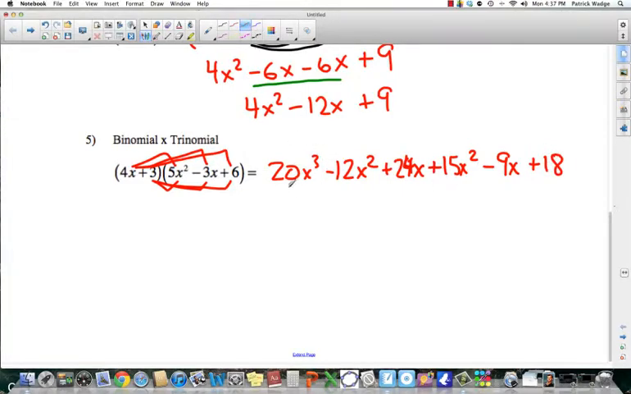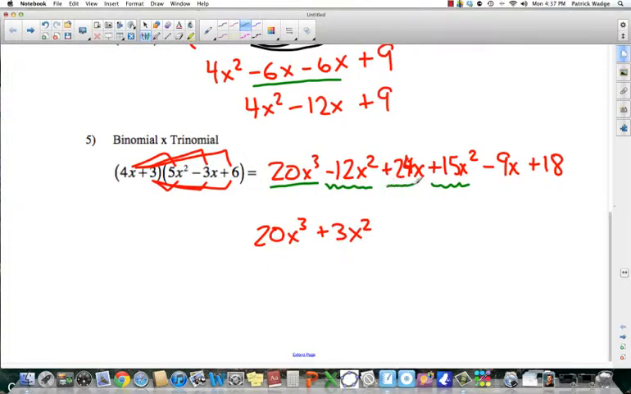Okay, now you gotta look for like terms. Any other x cubes in here? None. So we can just write 20x cubed. Any other, remember we're going to underline the sign in front. So it's negative 12x squared. Any other x squareds in here? Yes. So we have negative 12x squared plus 15x squared. Negative 12 plus 15 is positive 3x squared. They're like terms, and the term stays the same. It's still an x squared.